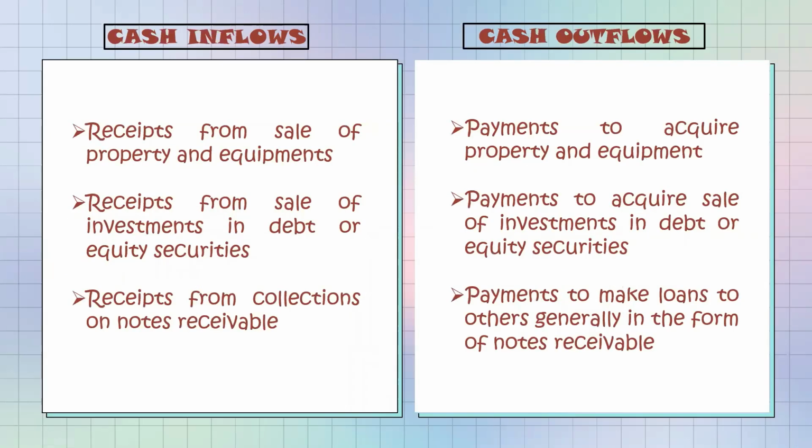So, tignan natin what are the inflows and outflows of cash under these activities or yung mga pumapasok and lumalabas na pera under sa investing activity na to. So, sa cash inflows or yung mga pumapasok na pera is una, andyan yung receipts from sale of property and equipment. So, nakabenta ka ng property and equipment. So, yung pera na natanggap mo dito from the sale is considered as a cash inflow under investing activity.